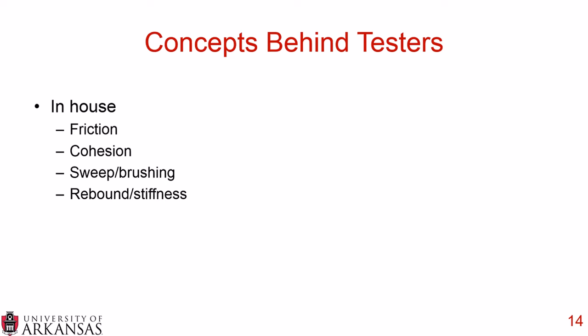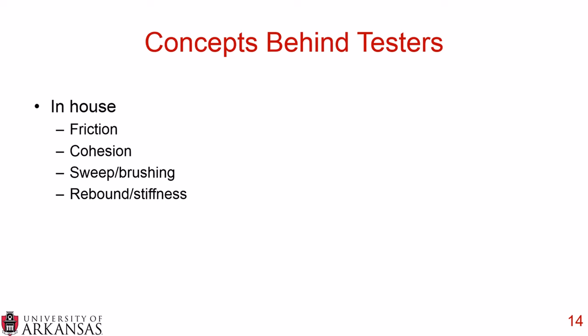When we're thinking about returning to traffic, we thought there were 4 different mechanisms that could be incorporated into trying to quantify if a surface is ready to be returned to traffic. And that included testing the friction of the surface, the cohesion of the surface, some sort of sweeping or brushing mechanism against the surface, and then the rebound or the stiffness of the surface. So these are all concepts that could potentially quantify whether a surface is ready to have traffic return to it.